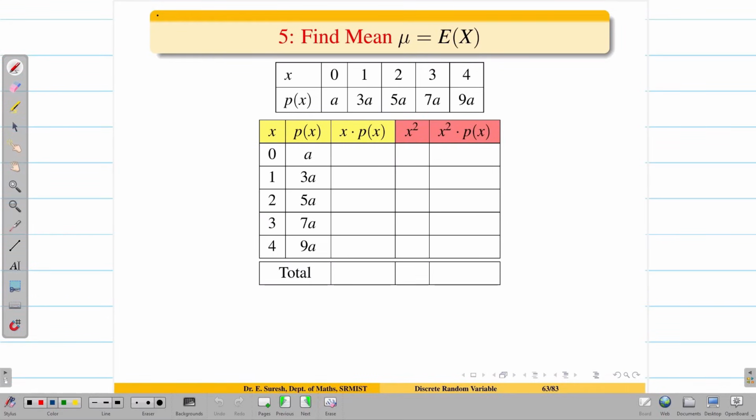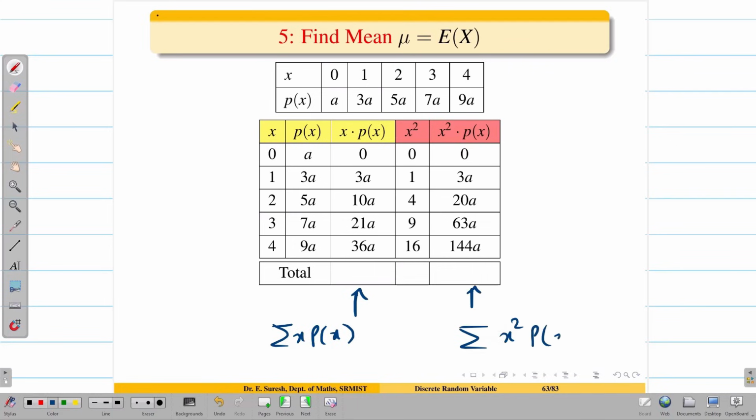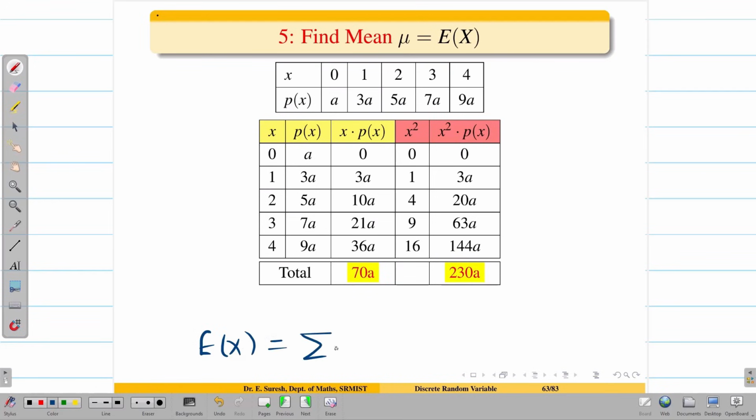Now fill the x and p of x. Just multiply and write the values 0, 3a, 10a. Similarly, next fill the fourth column by squaring x, and then multiply x square with probability of x. At the end, we have to add the total of column 3 and column 5 to get E of x and E of x square. So my expectation is summation x into probability of x, which is nothing but 70a.